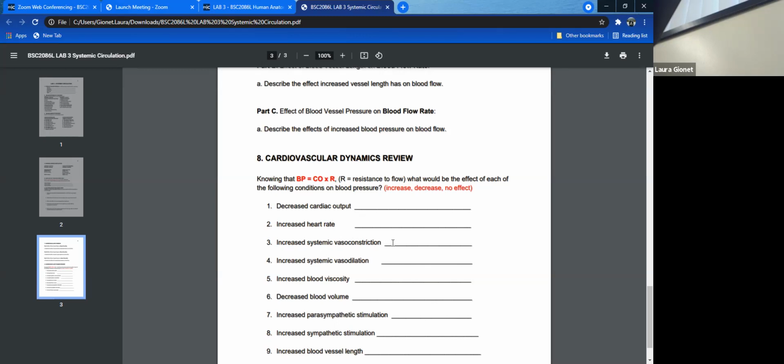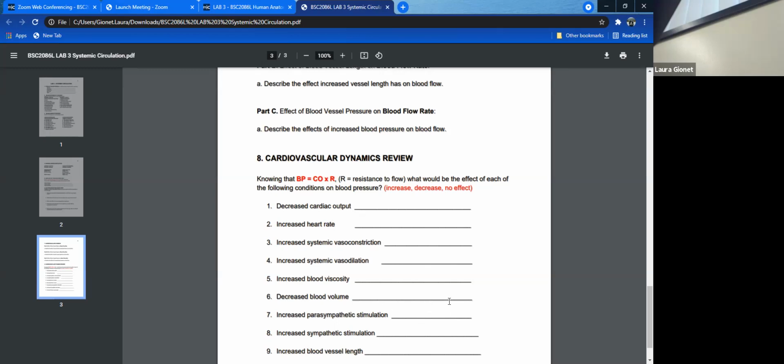Increased systemic vasoconstriction. So if we vasoconstrict, we increase resistance, we increase blood pressure. Increased systemic vasodilation. Right, now we've decreased the resistance, so we decrease blood pressure. Number five, increased blood viscosity. All right, so that makes it thicker. When it's thicker, it creates more resistance to blood flow. So if R increases, blood pressure increases. So it's increase.